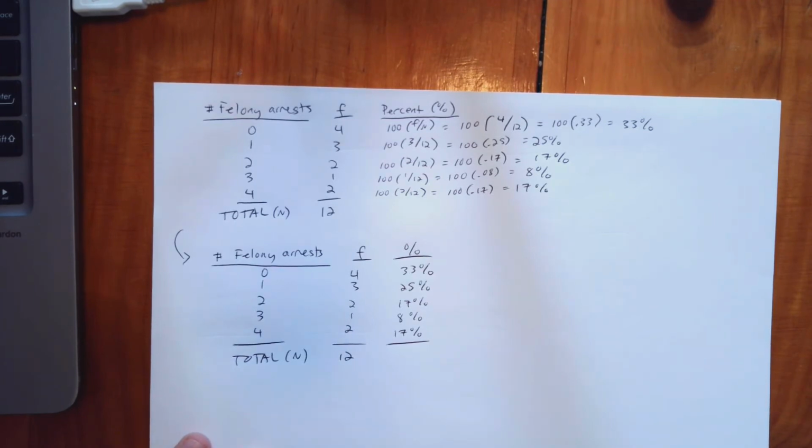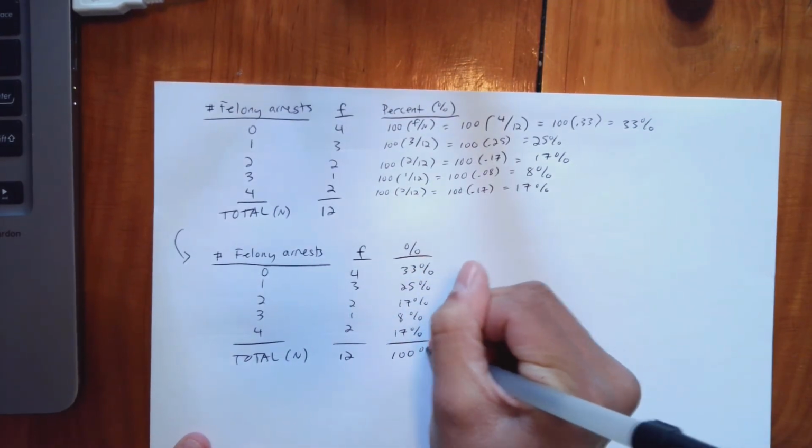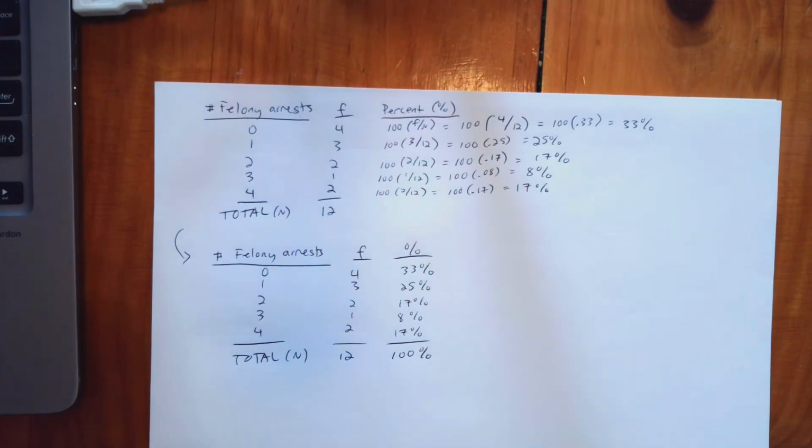Finally, I'll also add the total here, and you'll note that it's always going to add up to 100. So we have a total of 12 cases in the sample, and if you count up everything, that's 100% of the cases in your sample, so your total is always going to be 100% when you're looking at the relative frequency there with percents. So this is with percents.